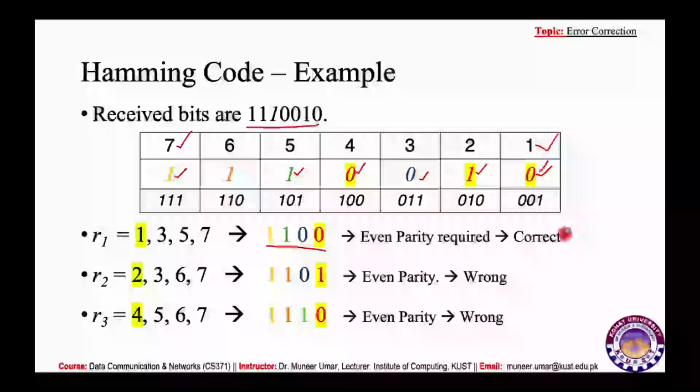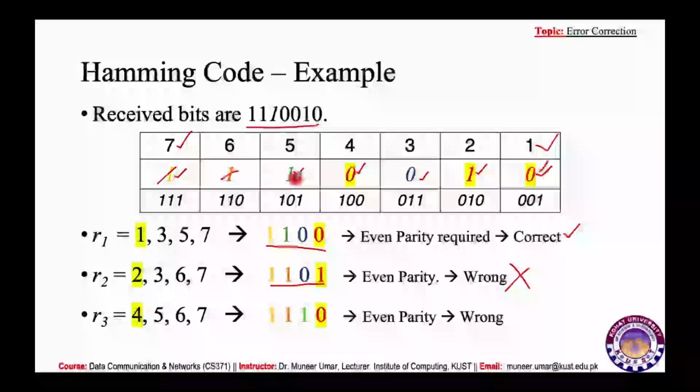This one is correct. For R2 we have 2, 3, 6, 7. So here we have 7, this one, 6, this one, and 3, this one, and 2. So this one is not even, so it is not correct. It means R2's value is given in odd parity, or not even parity. For R3 we have 4, 5, 6, 7, so it should be even. It should give us even parity.